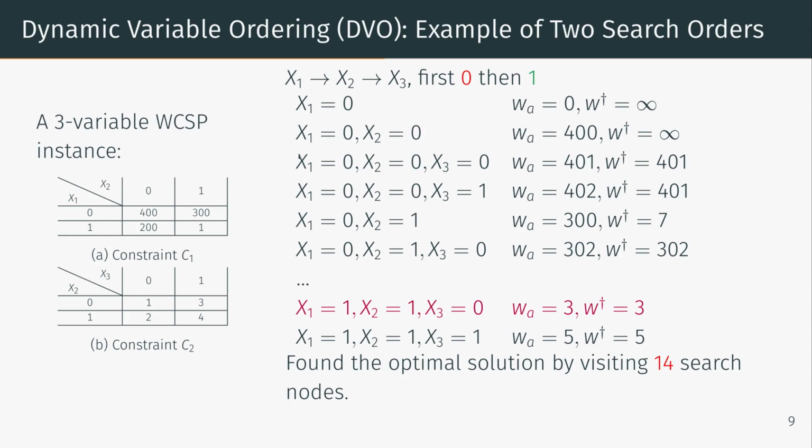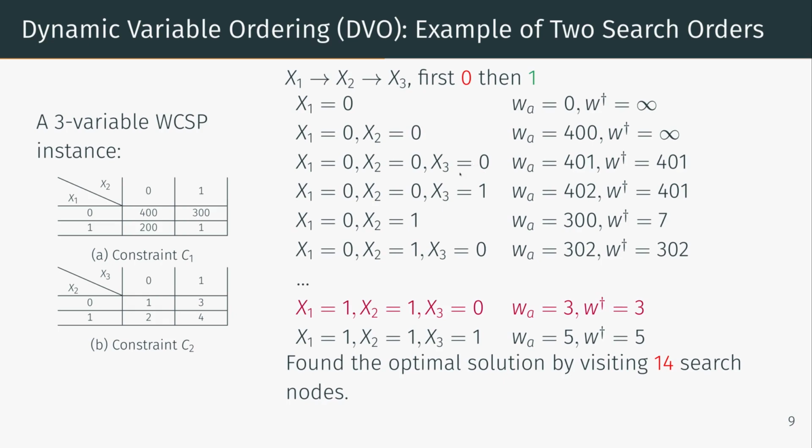Then we do the next search step. We have x1 equals 0, x2 equals 0, and x3 equals 0. At this search node, we have all constraints involved. Now, we need to add these 2 numbers, 400 and 1 here. So we have WA equals 401. Because this is a complete assignment, we need to update W-dagger, because 401 is smaller than infinity. So W-dagger is now updated to 401.